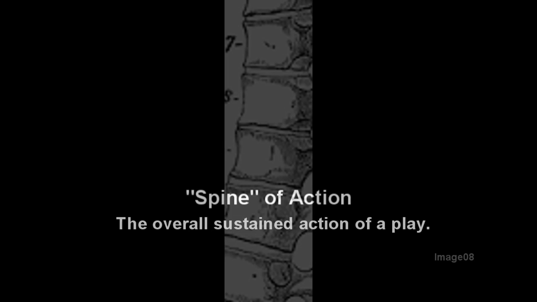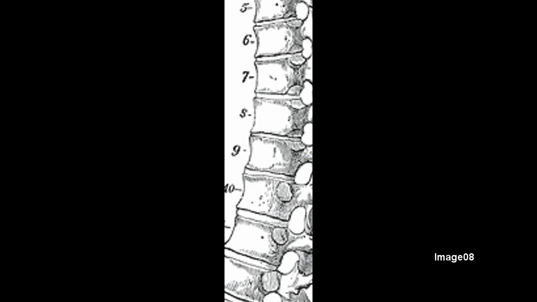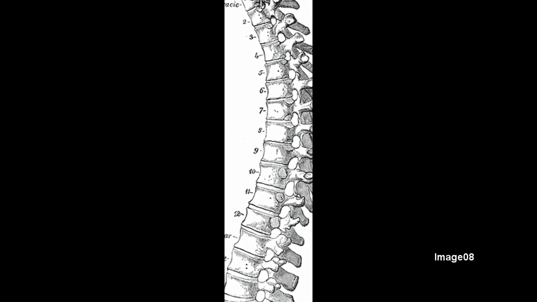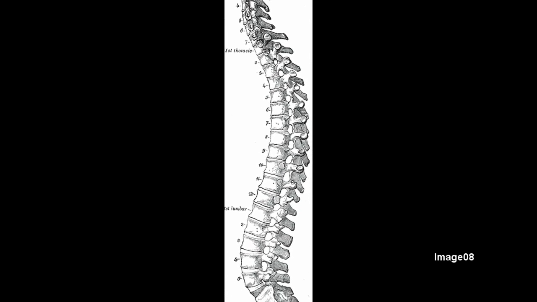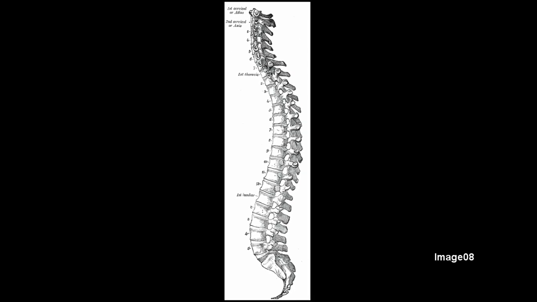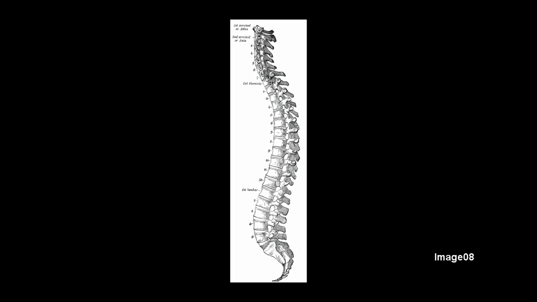This is a great term for the overall action of a play. If you think about it, each individual action is similar to each individual vertebrae in a spine. The placement of each vertebrae determines the overall shape of the spine in the same way that the placement of each individual dramatic action will determine the overall sustained action of the play.